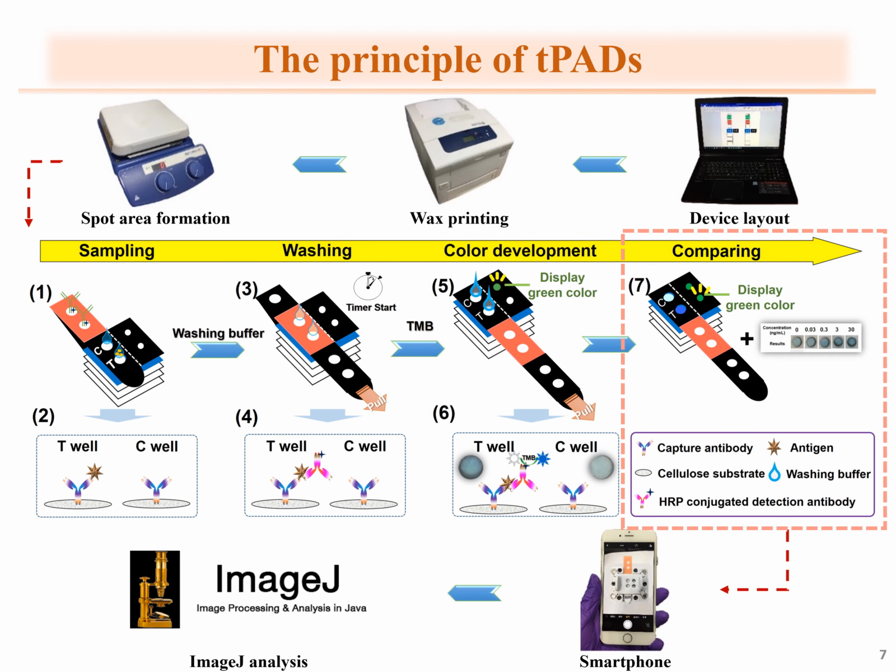4. Comparing. When indication well 2 displays green color, this indicates the optimal TMB and HRP reaction time. At this point in the test, the target analyte concentration can be determined by comparing the color on the T well with the color chart diagram.